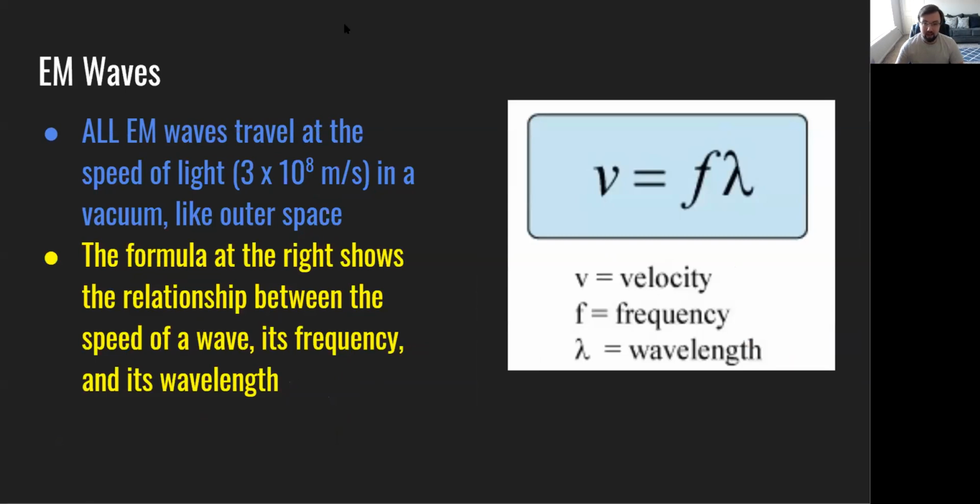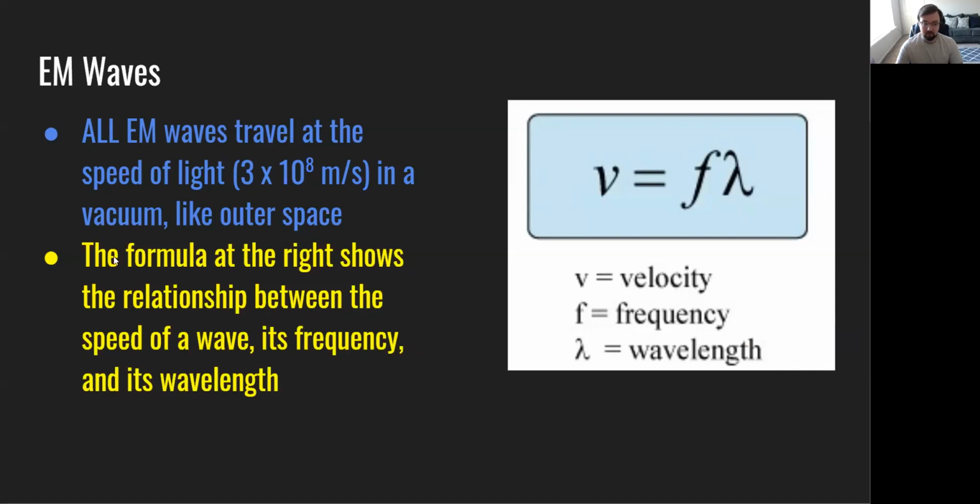Now, in a vacuum like outer space, all EM waves travel at the speed of light. And that speed of light is a constant value. It is 3 × 10⁸ meters per second. This is the universal speed limit. This is as fast as anything can ever go. And this is how fast EM waves go in a vacuum.